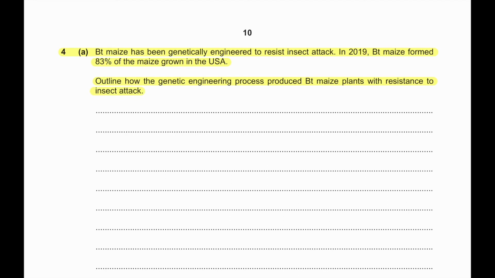The gene that produces Bt toxin is cut from Bacillus thuringiensis bacteria using restriction enzyme. The gene is then cloned using polymerase chain reaction. The gene is then inserted into plasmid and a promoter is also added to ensure gene expression. The plasmid is then sealed using DNA ligase. So DNA ligase basically seals the plasmid.